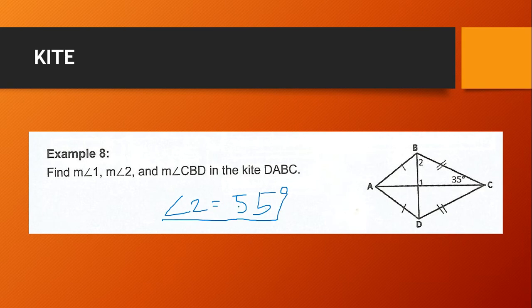Okay? Then next is the angle CBD. So what is the measurement of angle CBD? From C going to B, then going to D. It's just the same as the measurement of angle 2. So therefore, the measurement of angle CBD is also 55 degrees.